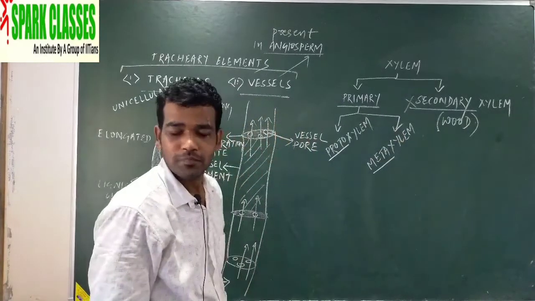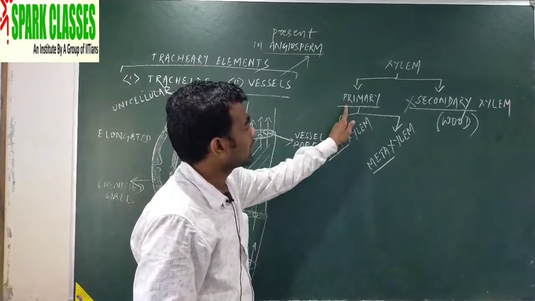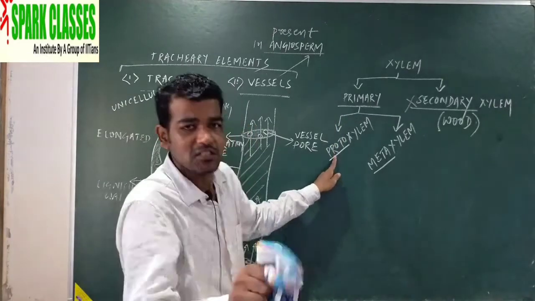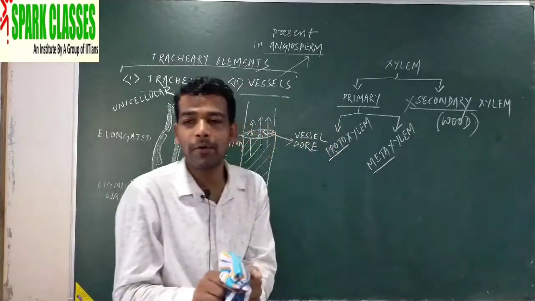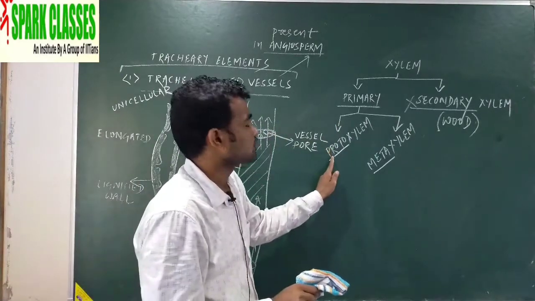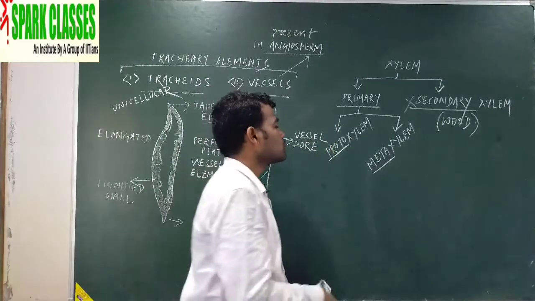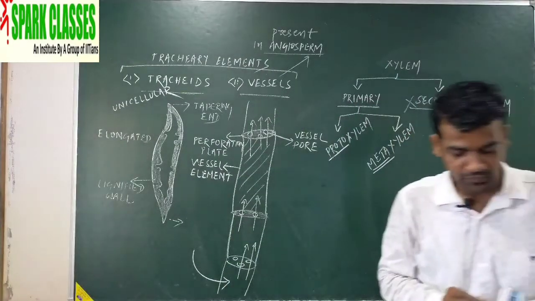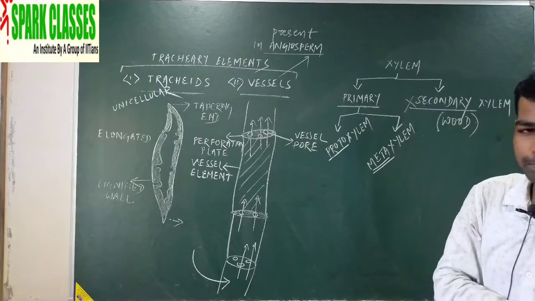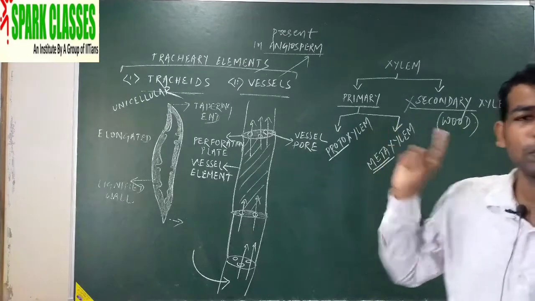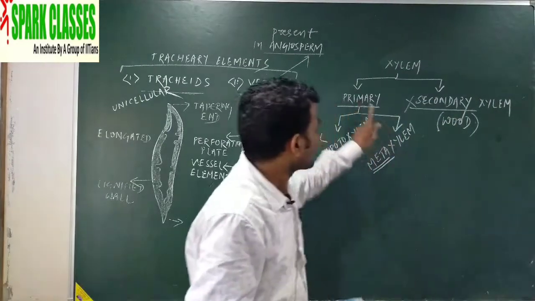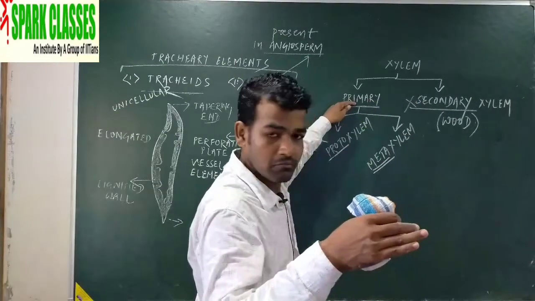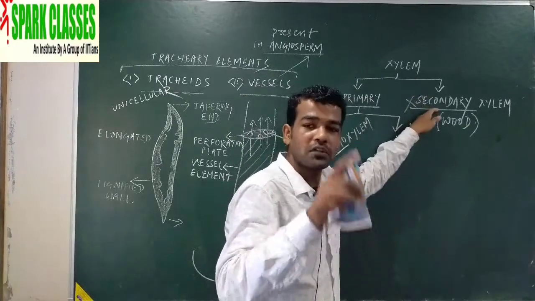Sometimes a question comes. Proto and meta: those primary xylem which are produced in the first, when the life of the plant starts, that is called protoxylem. But later, those which are produced are called metaxylem. It is not understood? Okay, so again I am telling the same thing. What is the difference between protoxylem and metaxylem? First I had told you primary and secondary. Primary means when a plant is young, when a plant is old, secondary.